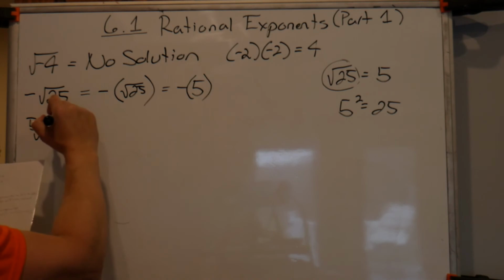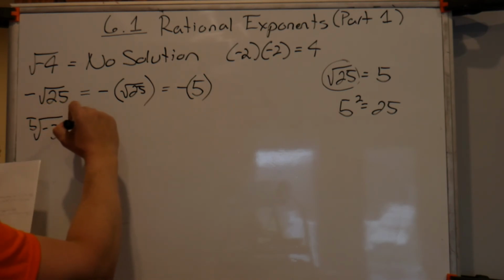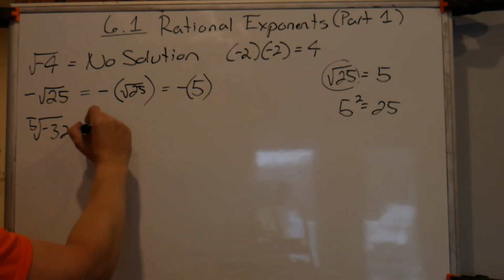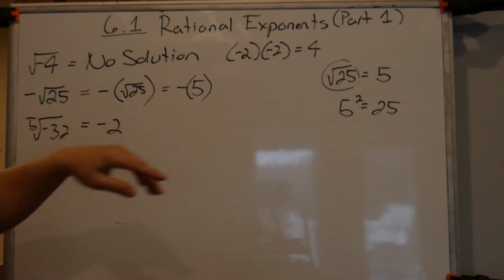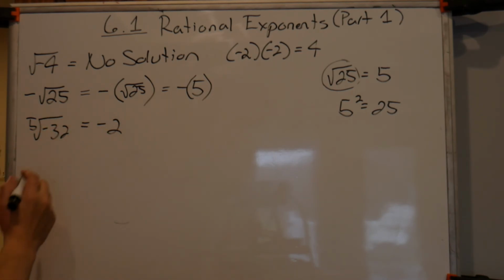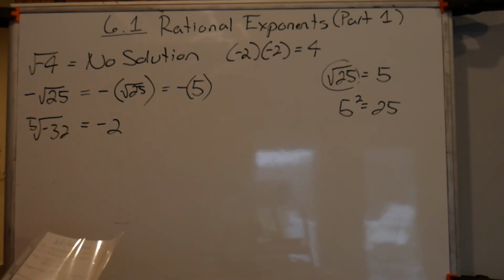And then, again, fifth root, they give us fifth root of negative 32. It's an odd index, so we can have a negative. So there is a value to that. 2 times itself 5 times is 32. And because that's an odd index, I can have a negative answer.